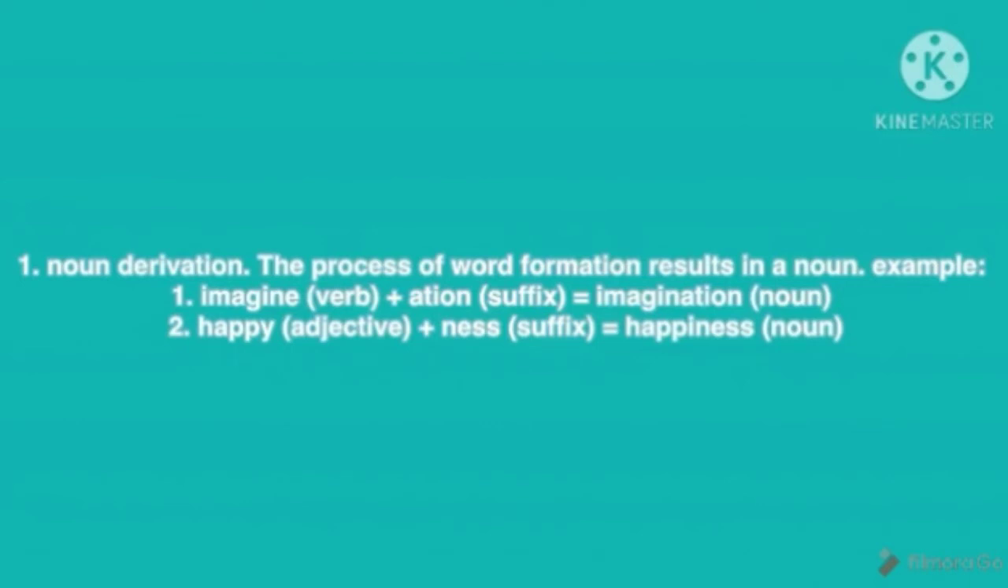And then for the second example, the basic word uses an adjective base. For example, happy plus ness equals happiness. Here, happy is an adjective and ness is a suffix. In this process, it will produce a noun, namely happiness.